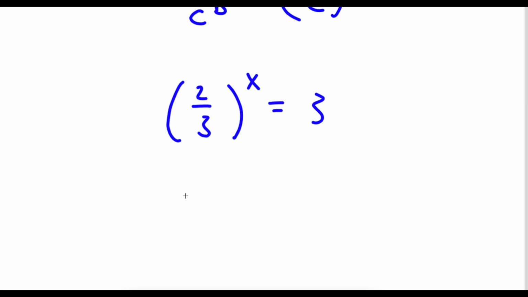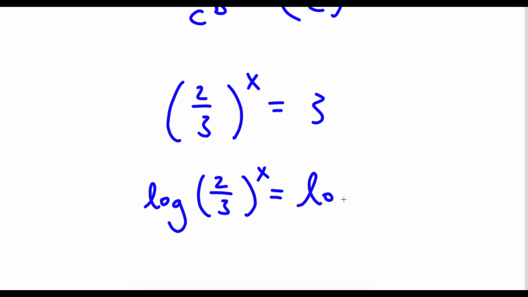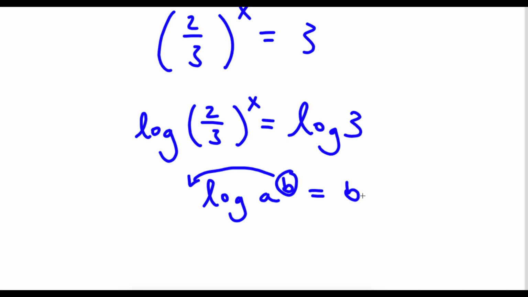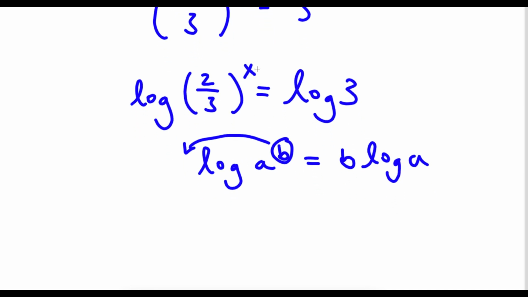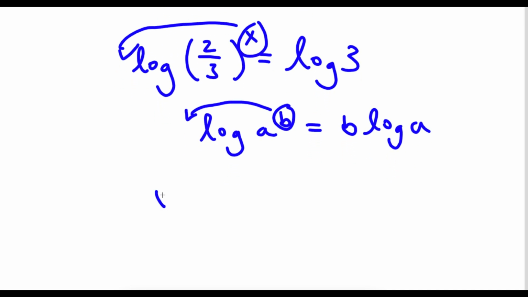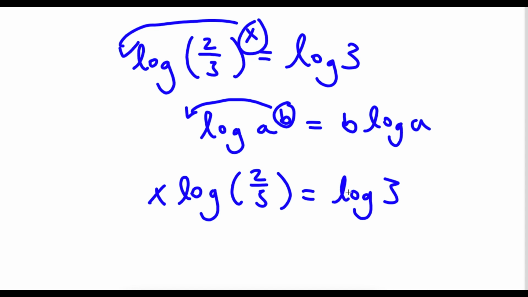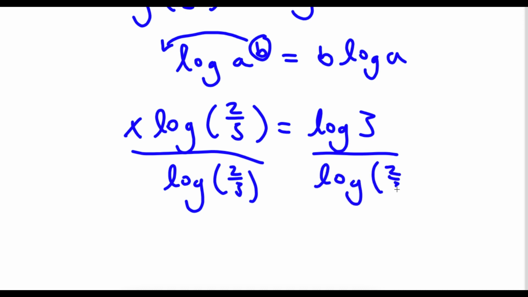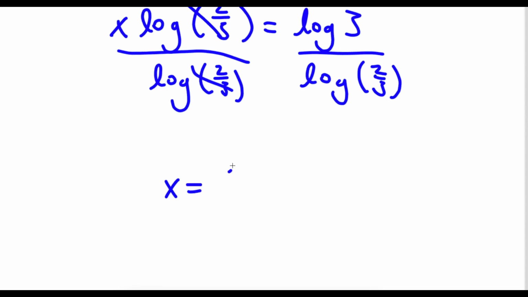Now what I'm going to do is take the log on both sides. So now I have log of 2 over 3 to the power of x is equal to log 3. Now if I have something in the form log a to the power of b, I can actually go ahead and move this exponent b to the front of the logarithm. So this would equal b times log a. So in this case, x here would be b. So I can move this exponent x to the front. So this would be x times log 2 over 3 is equal to log 3. Now I can go ahead and divide both sides by log 2 over 3. Then these two cancel out, and I'll be left with x is equal to log 3 over log 2 over 3.